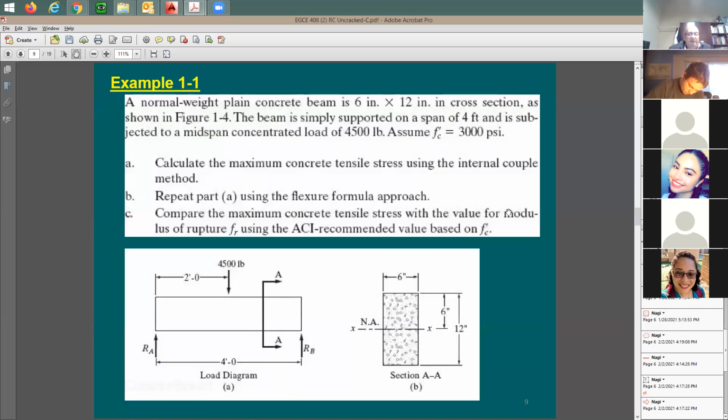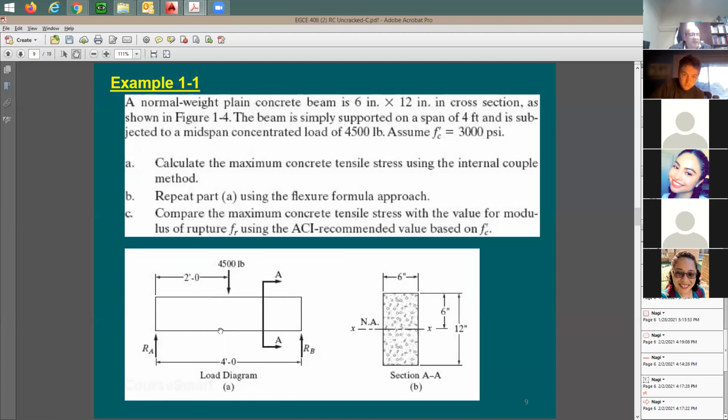We have another example, given section. As you see here, I'd like to start with the picture, just easy to understand first. The beam span is 4 feet. It says here load diagram. It has 4.5 kips, like 4,500 pounds, right in the middle. 2 feet, 4 feet, and I guess you guys know how to do the moment diagram for this.